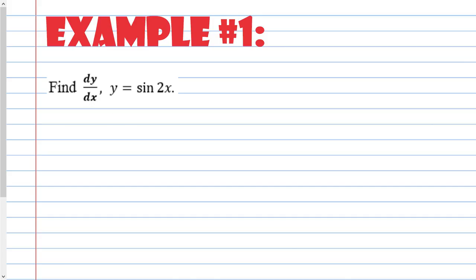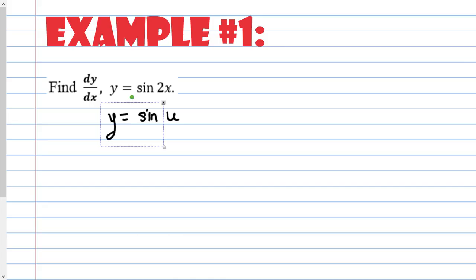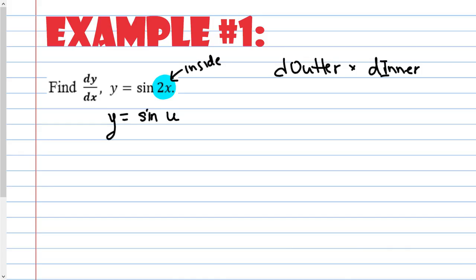So basically, I want to look at this function as y equals sine of u. So I am going to treat the 2x as my inner function, and then sine would be my outer function. So once again, the chain rule is the derivative of the outer times the derivative of the inner. So this is the inside function, and then sine would be the outside.